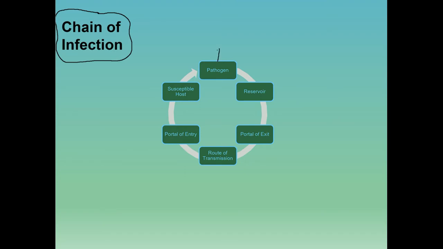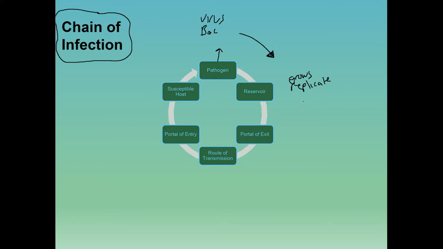For example, we can talk about the pathogen first, and the pathogen could be a virus, or a bacteria, or a plasmodium, or a fungi. That's the actual name of the pathogen. Now the cycle of infection starts with identifying the reservoir. The reservoir is where that pathogen grows and replicates. That's where you find that pathogen.